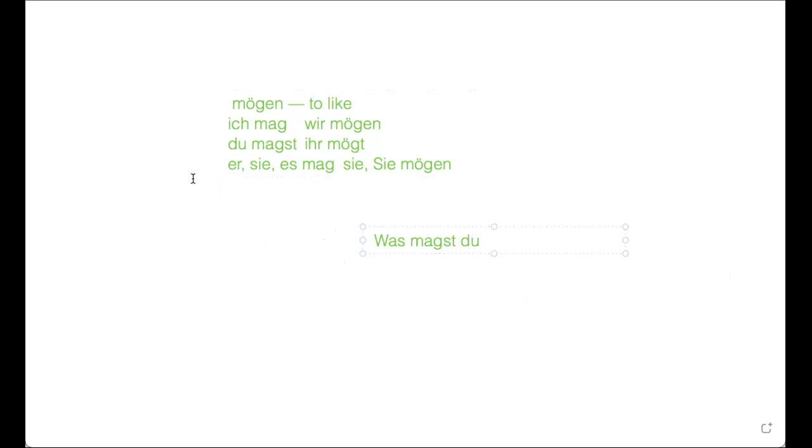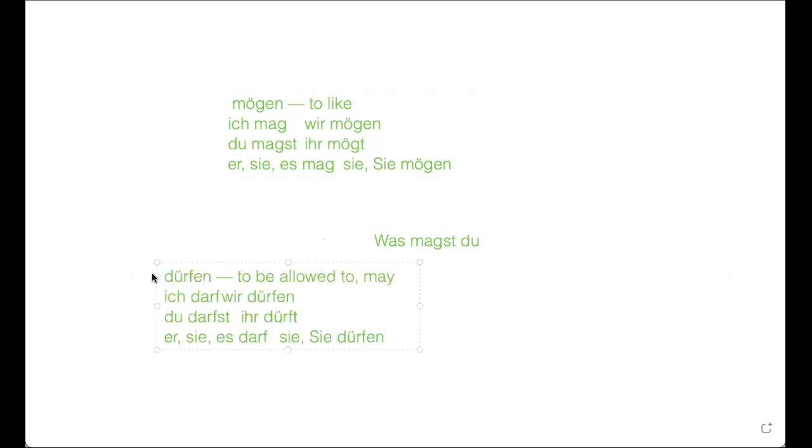All these verbs will be useful in your A1. We are mixing complete A1 with complete A2 today. Dürfen is the verb to be allowed, to may. Ich darf, du darfst, er/sie/es darf, wir dürfen, ihr dürft, and sie dürfen. Is it clear to you, my team?